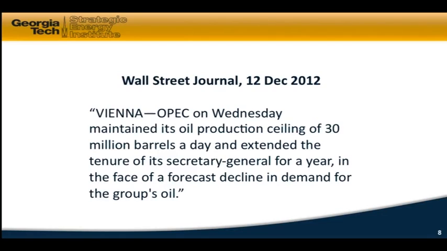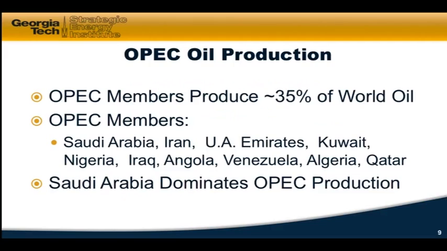Now, the discipline of the member countries varies with how they abide by these quotas. But as we've already pointed out, the members produce about 35% of the world's oil, and the OPEC members are Saudi Arabia, Iran, United Arab Emirates, Kuwait, Nigeria, Iraq, Angola, Venezuela, Algeria, and Qatar. But the thing we have to realize is they're not all created equal, so to speak, and do not have equal weight. Saudi Arabia dominates the OPEC production.